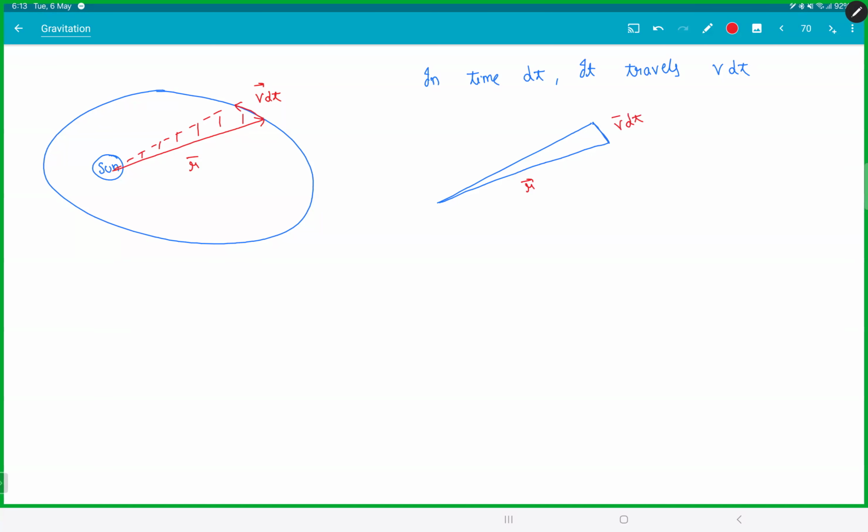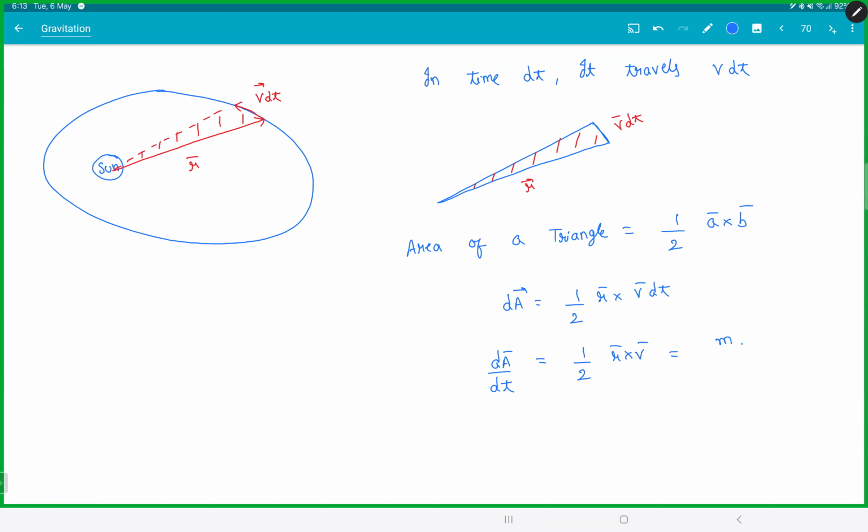Anyone remember how to find the area of a triangle? If a bar and b bar are sides of a triangle, what is the area of the triangle? Vectors, people. Anyone remembers? Half a cross b. A cross b gives the area of a parallelogram. Half of a cross b will give you the area of the triangle made by the vectors a bar and b bar. So for this thin triangle, the area dA bar is given by half r bar cross v bar dt. So if we bring dt this side, dA by dt is half r bar cross v bar.